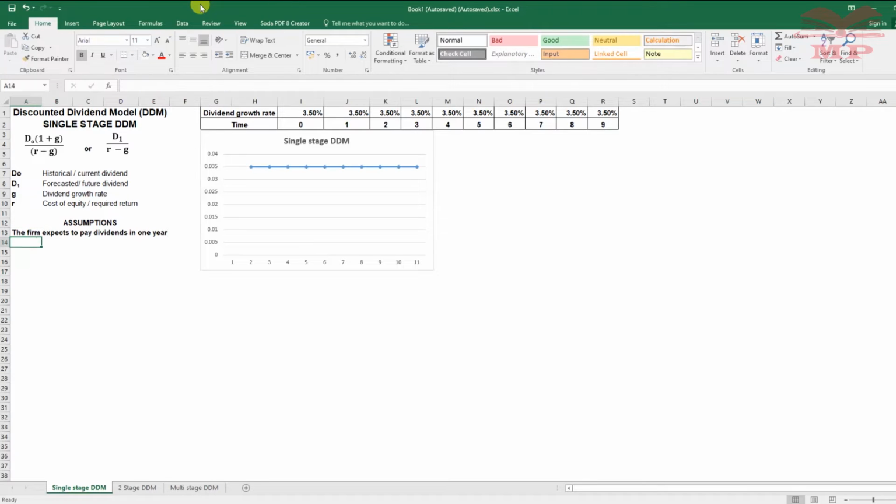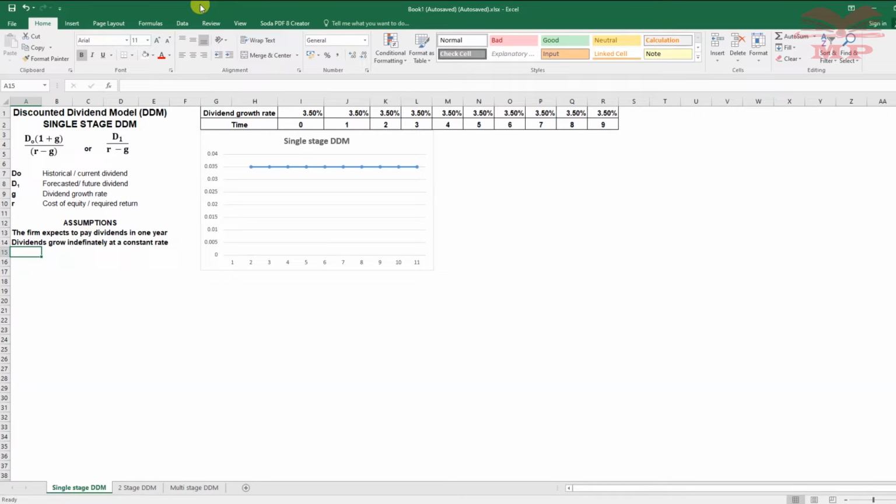The second assumption is that dividends grow indefinitely at a constant rate. Dividends grow indefinitely at a constant rate. Yes, so that is it there.